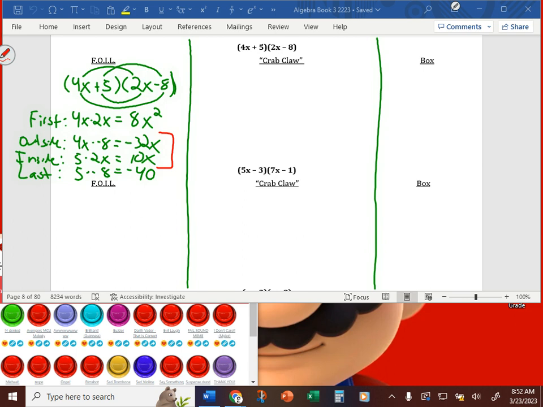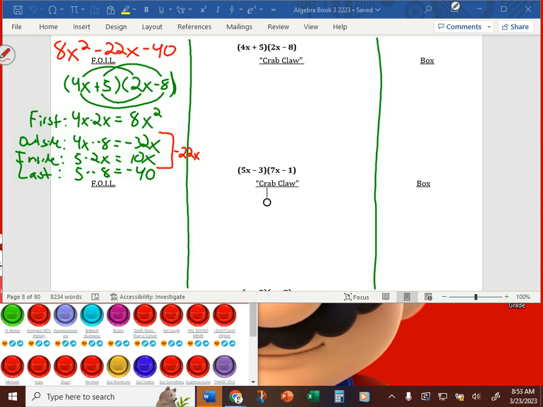Okay, so your final answer here, negative 32x and positive 10x give us a negative 22x. Your final answer is going to be 8x squared, and I'm going to write it above, space concerns there. 8x squared minus 22x minus 40. That would be our final answer. Can't go any further. We can't combine anything else because we have that x squared, x, constant, right? It's written in standard form. There's no equal signs. You can't solve for anything. This would be the correct product.